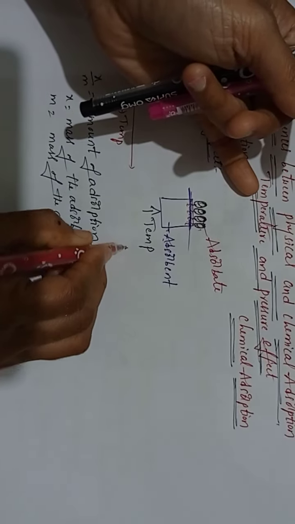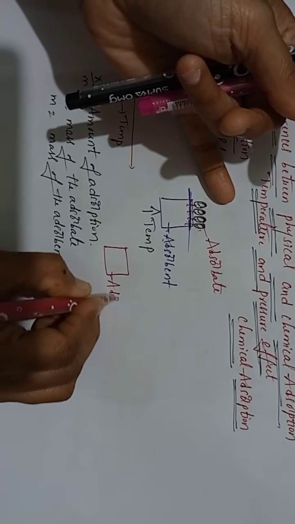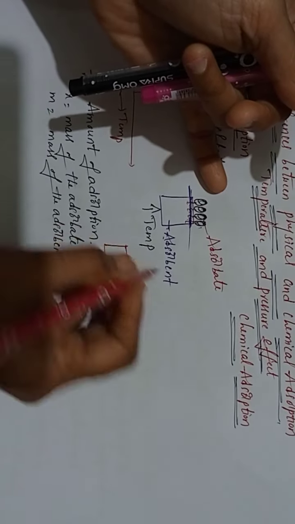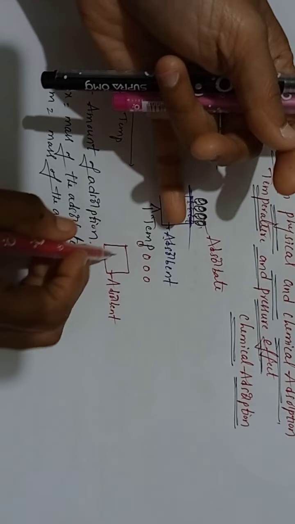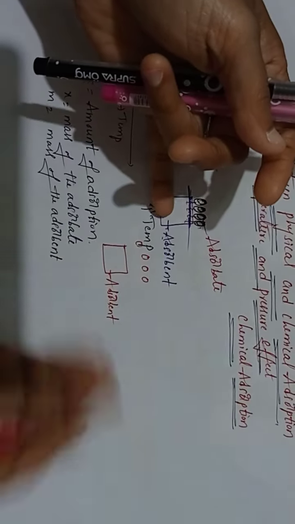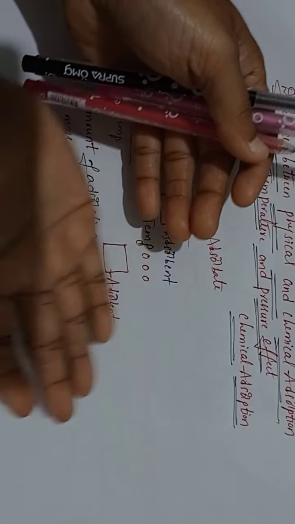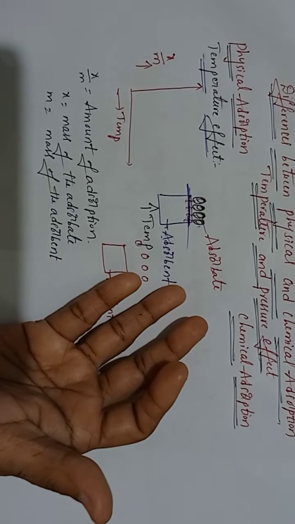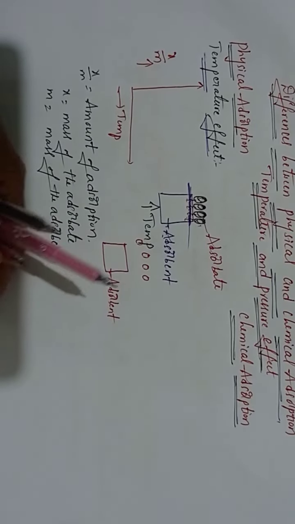So this is the adsorbent. What will happen, students? These molecules move away from the surface, like this, because the bonds between them are breaking. Are you clear? So adsorbate molecules moving away from the surface means adsorption decreases. That is nothing but desorption, students.